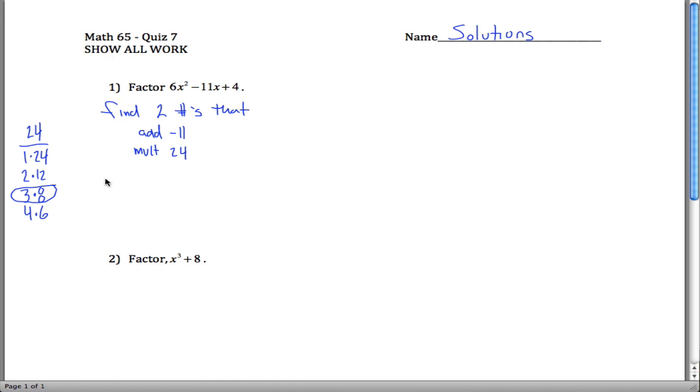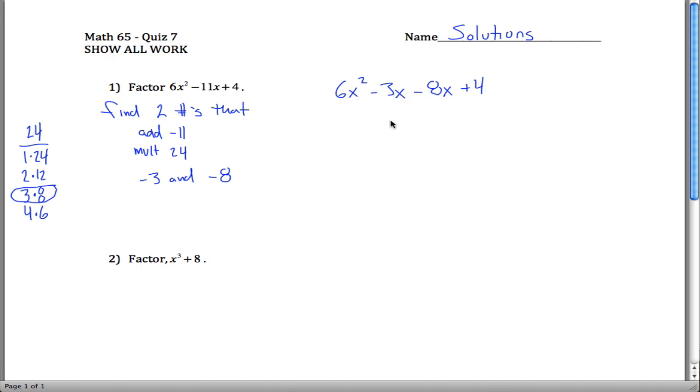So then we want to rewrite our equation, but instead of negative 11x, those two numbers we found were negative 3 and negative 8. So we want to write negative 3x and minus 8x plus 4. That order doesn't matter. You could have written negative 8x minus 3x. Either way, you'll get the same answer.